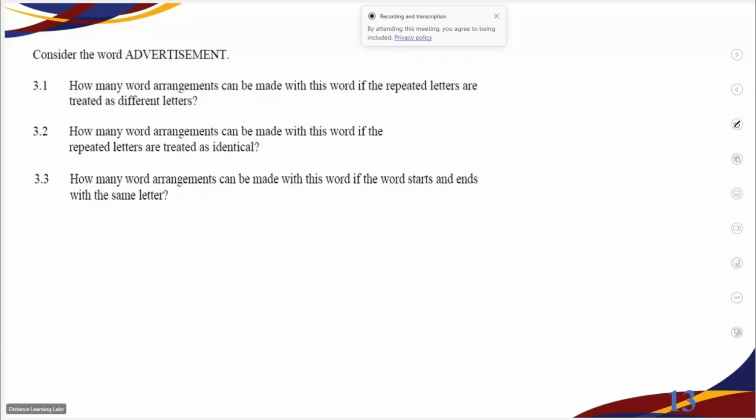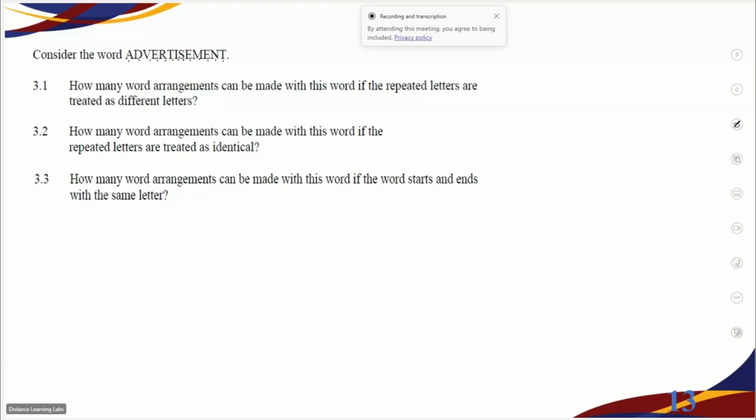With this, let us check the other examples that we have. Consider the word advertisement. If you check the number of letters in the word advertisement, it has 13 letters: 1, 2, 3, 4, 5, 6, 7, 8, 9, 10, 11, 12, 13. Let's check the first question, what it says.